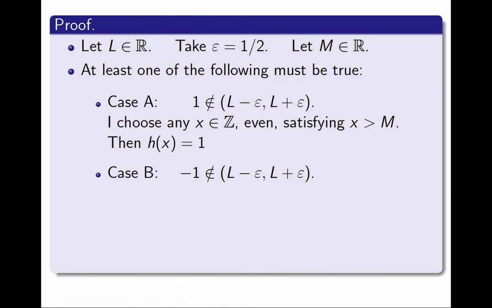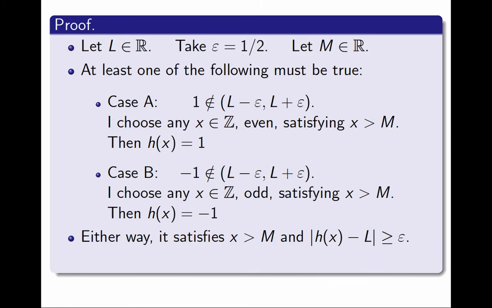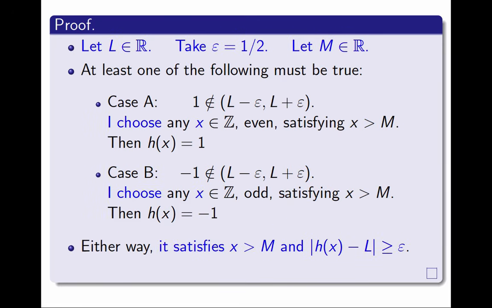In the second case, I choose any integer x that is odd and greater than m, and then h of x is -1. Either way, x is greater than m, and the distance between h of x and L is greater than or equal to epsilon, which is what I wanted to prove. We are done! Hooray! One final observation. Look at the parts of the proof that I just colored in blue. The structure of the proof is exactly what we agreed earlier that it should be. This is always a good thing to check.